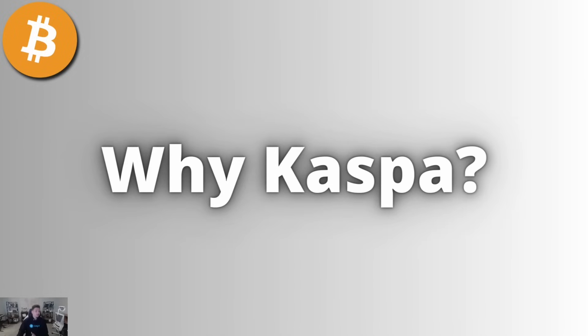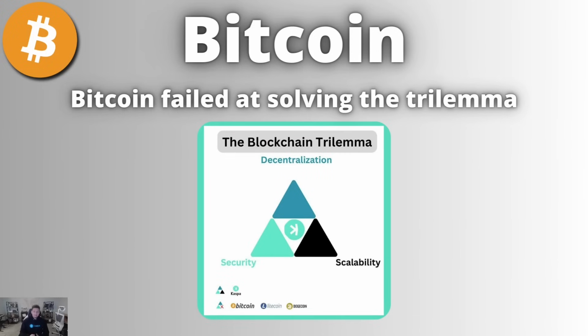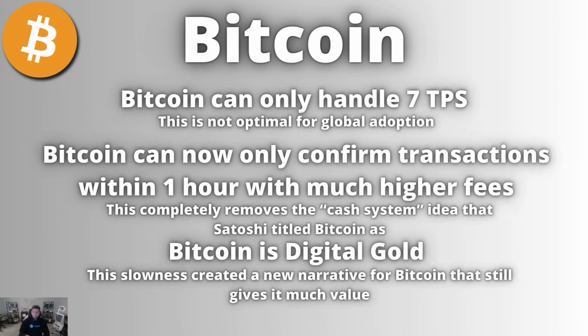So the question now is, why Kaspa? Well, Bitcoin failed at solving the trilemma. In every single cryptocurrency, there's something called the blockchain trilemma. This is where a cryptocurrency has to sacrifice one of these 3 things in order to operate in the best way possible. With Bitcoin and many other proof of works, they all have to sacrifice scalability to ensure that the network remains secure and decentralized.